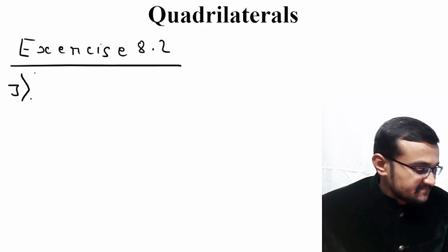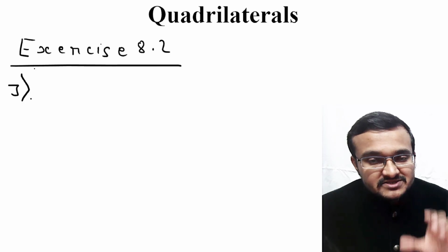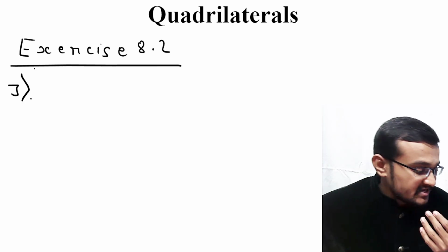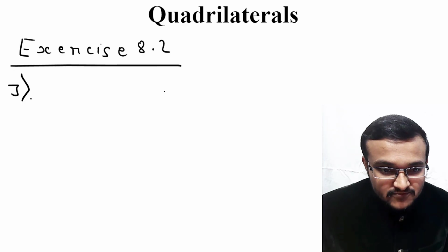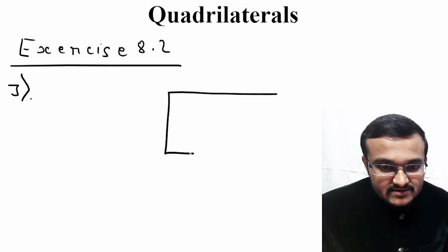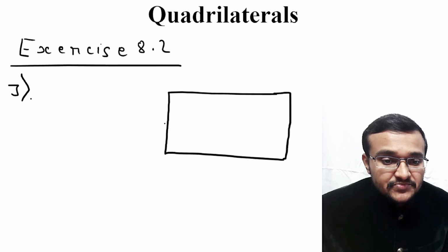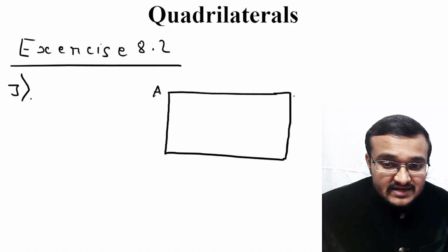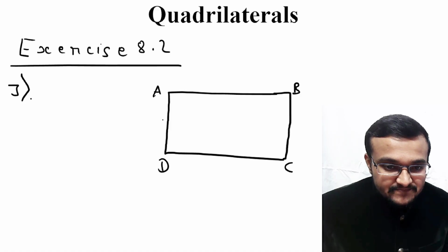So in the third question, they have asked to prove a particular rhombus inside a rectangle. So here they have given ABCD is a rectangle. So first let us draw a rectangle. So this is a rectangle. So we have a rectangle like this. And here this point we can name as A, this as B, C, D.